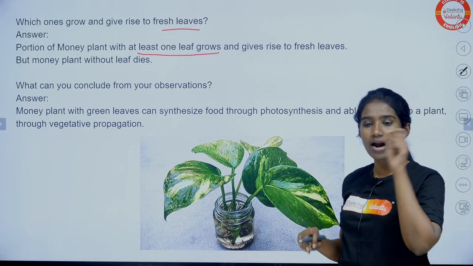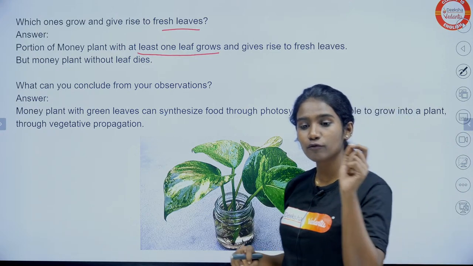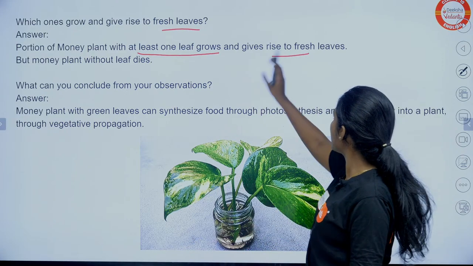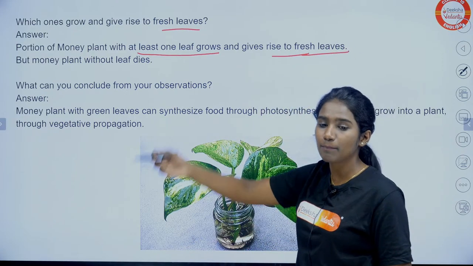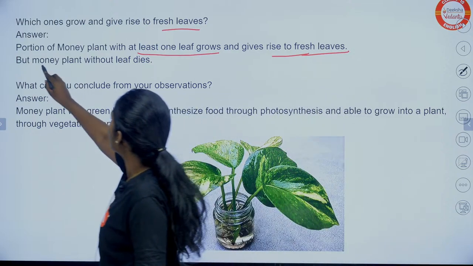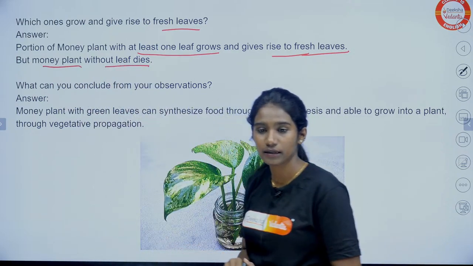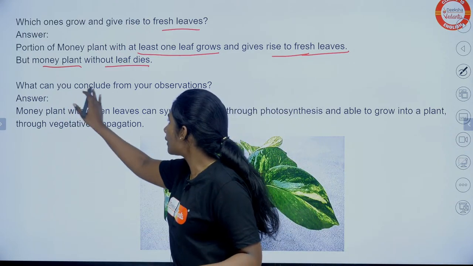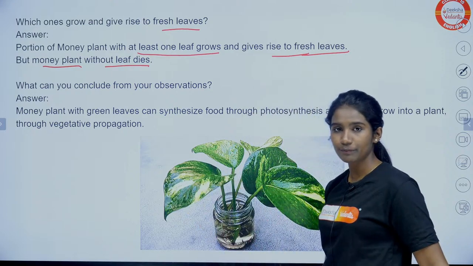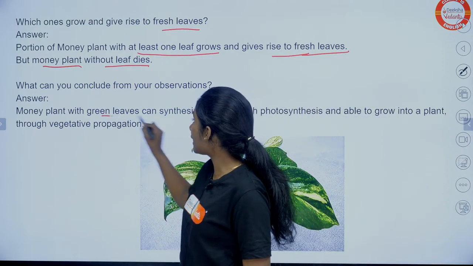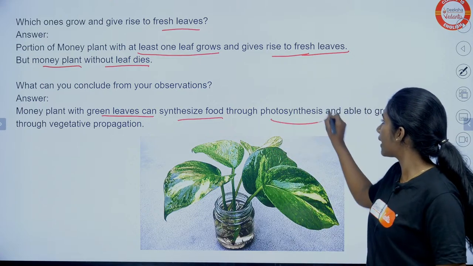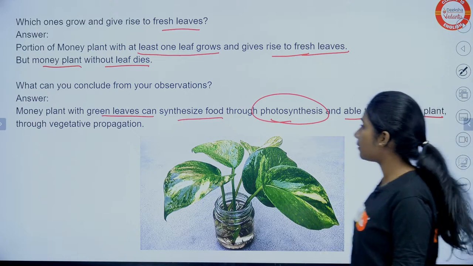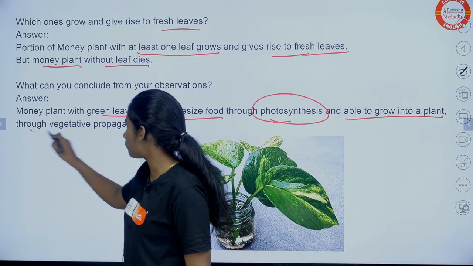I told you, now if the plant is with leaf, then what happens? Photosynthesis takes place. Food will be generated and it will give rise to a fresh leaf and even the plant grows. Okay? But a money plant without leaf dies. If it is present without leaf, then it dies. Okay? And what can you conclude from your observation? See, the money plant with green leaves can synthesize food through, like I told you, photosynthesis. Okay? And is able to grow into a plant through vegetative propagation.